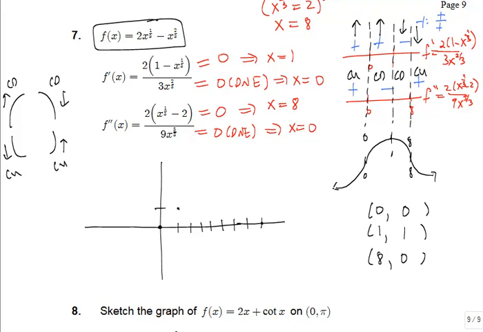So to the left of 0, we're rising up, concave up until we hit 0. Then we're concave down and have a little max at 1. And then we finish off this max all the way out, stretch it out till you hit 8. And then you're back to concave up again after the 8. So there's our graph.